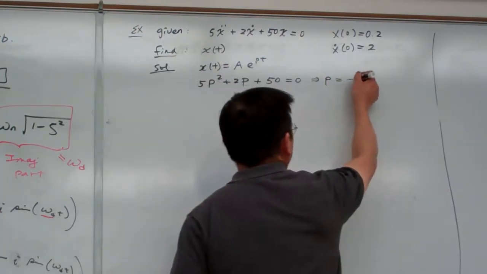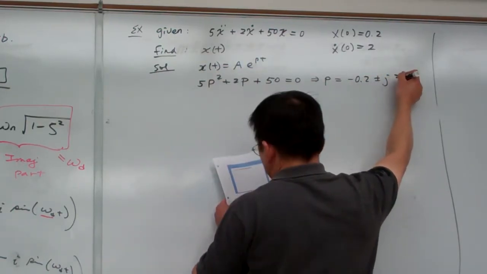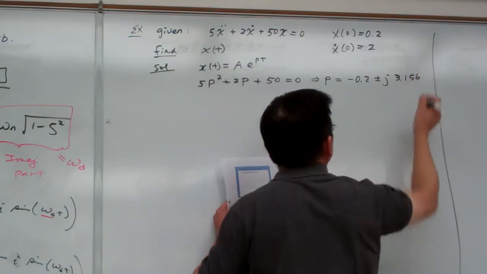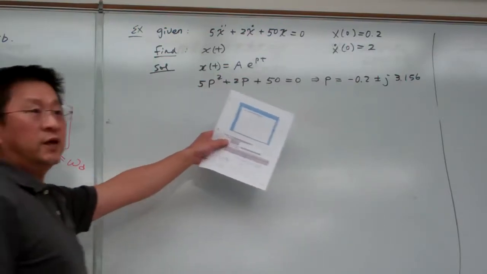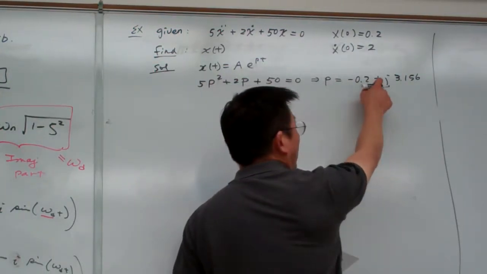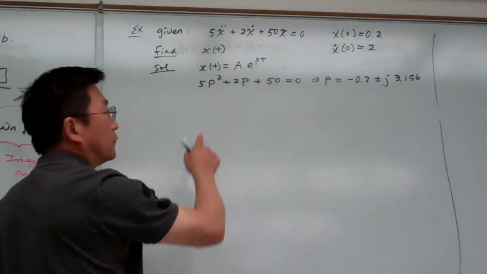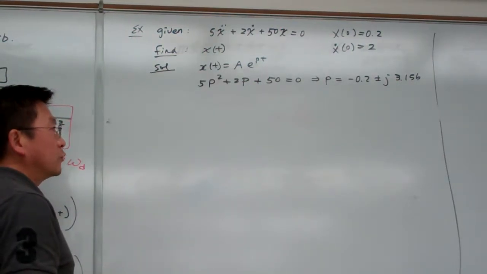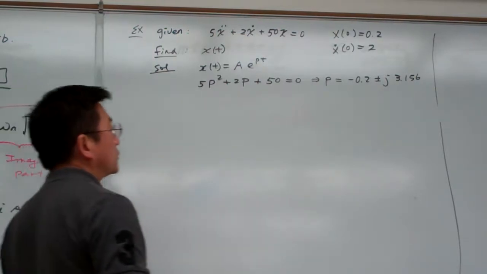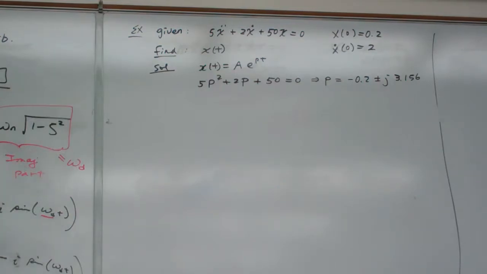p will be equal to minus 0.2 plus minus j 3.156. So this is definitely an underdamped system because the characteristic roots are a complex conjugate, and that is our case 3. Okay. And here we directly solve the differential equation. By mathematics, we know we always have the solution. So right now we have this one. This is the underdamped system.